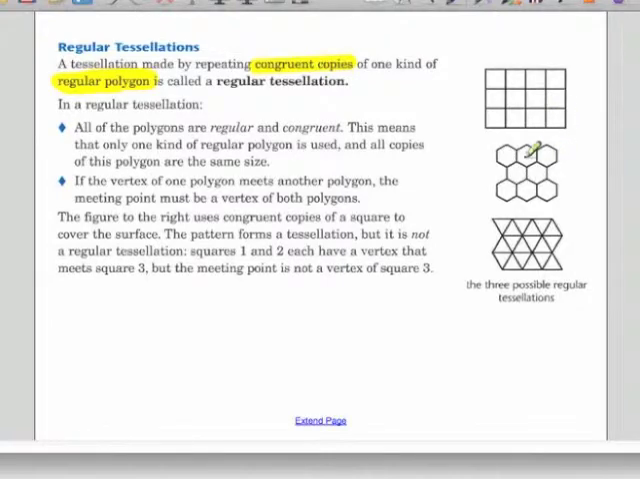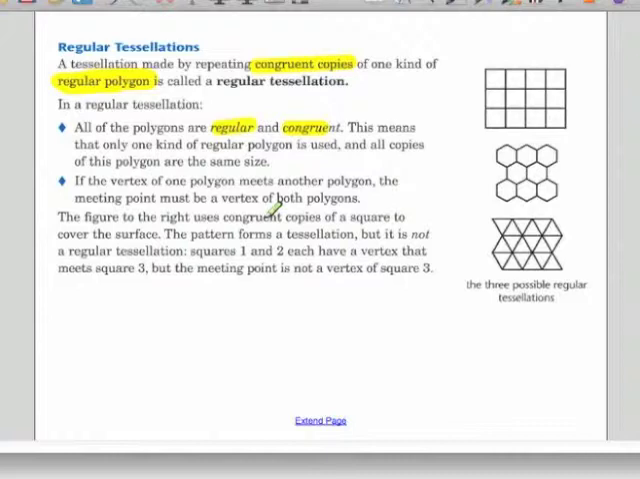Right down here, they're all the same size, congruent, and shape hexagons put together with no overlap and no gapping. These are all regular tessellations. All of the polygons are regular and congruent, and this means that only one kind of regular polygon is used. So you're just using one shape. Okay? If the vertex of one polygon meets another polygon, the meeting point must be a vertex of both polygons.